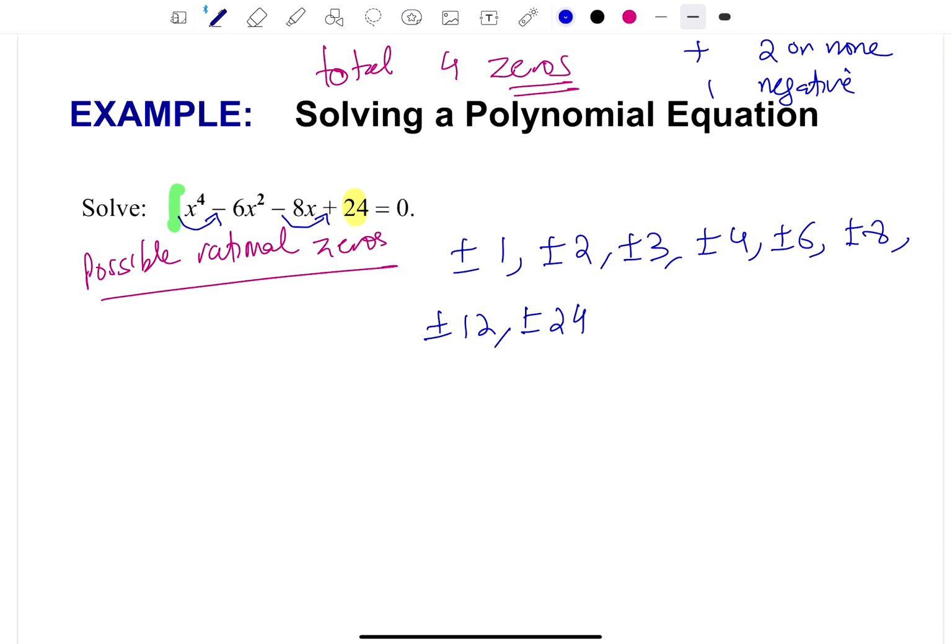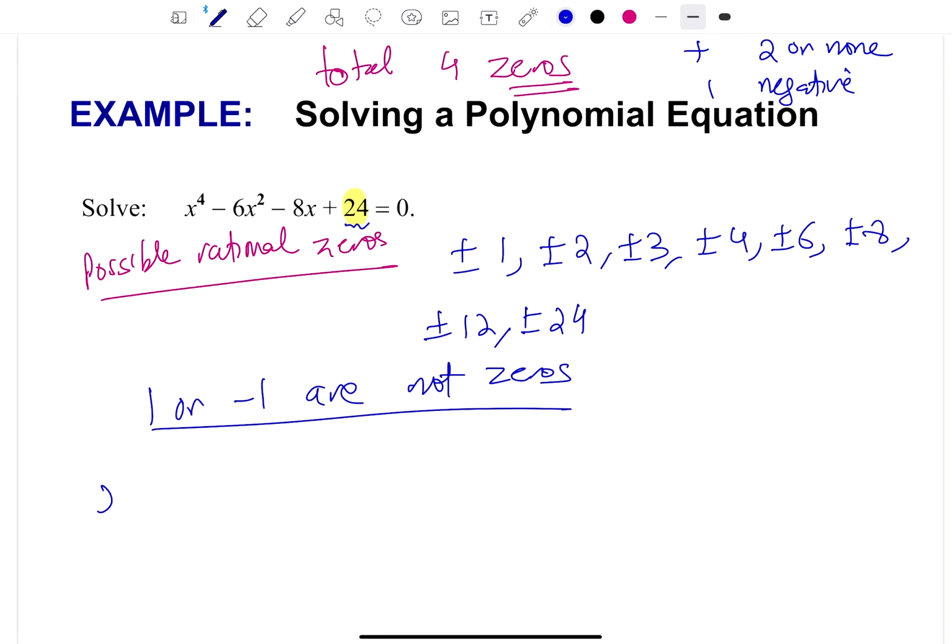Let's quickly check if 1 or negative 1 is a zero here. That should help us. So the alternate terms: 1 minus 8 is negative 7, and negative 6 plus 24 is 18. No, they're not the same. They're not opposite. So that means 1 and negative 1 are not zeros. So the next number I'm going to try in my list is 2.